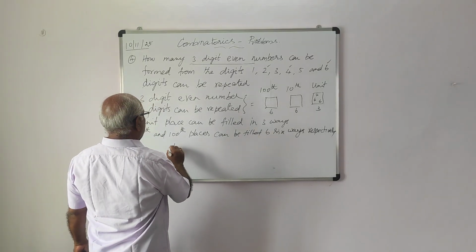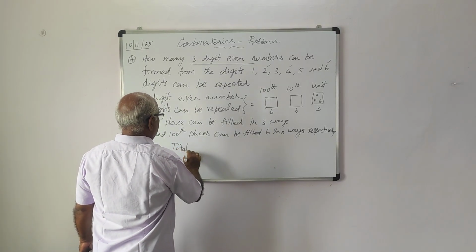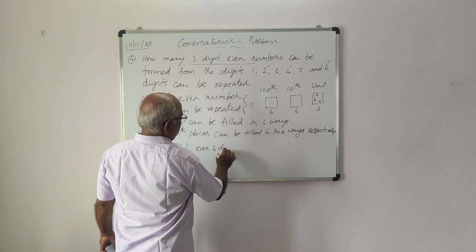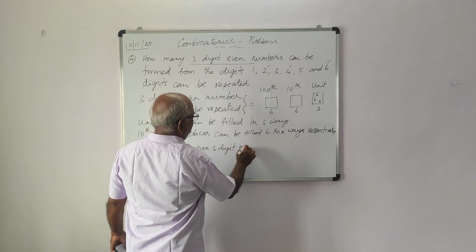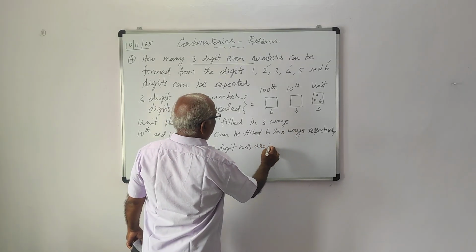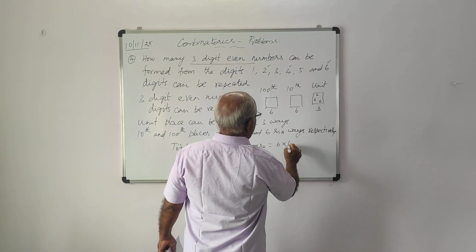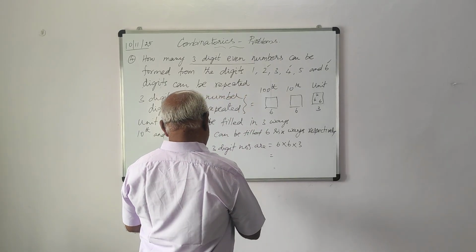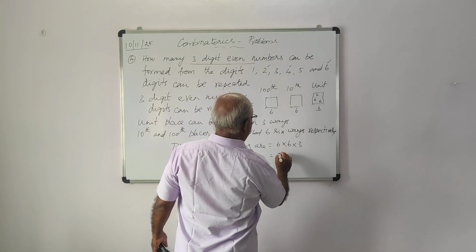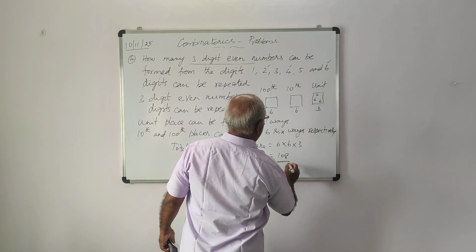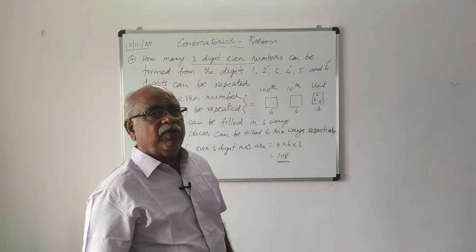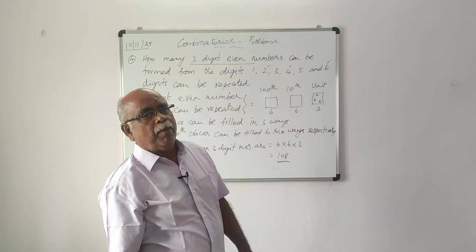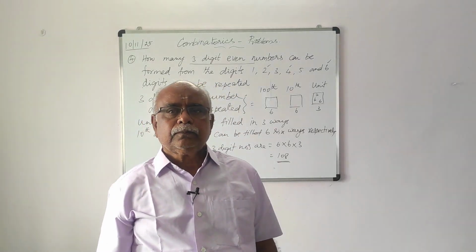Therefore, the total number of 3-digit even numbers is 6 into 6 into 3, by the product rule. 6 into 6 is 36, into 3, that is 108. So 108 even 3-digit numbers can be formed using the given 6 numbers. That's all about the problem.